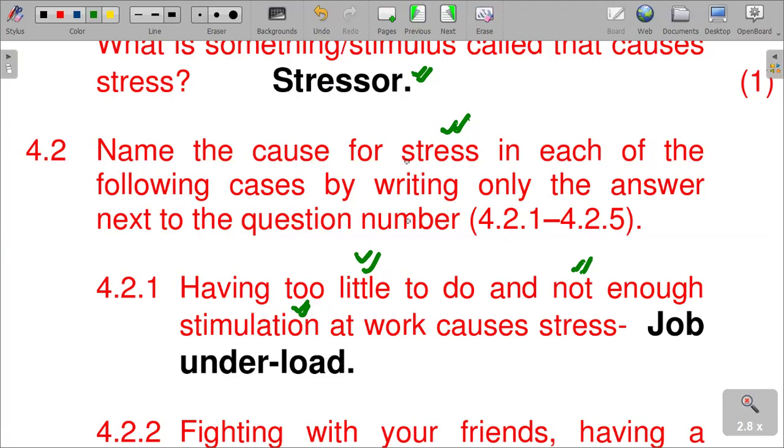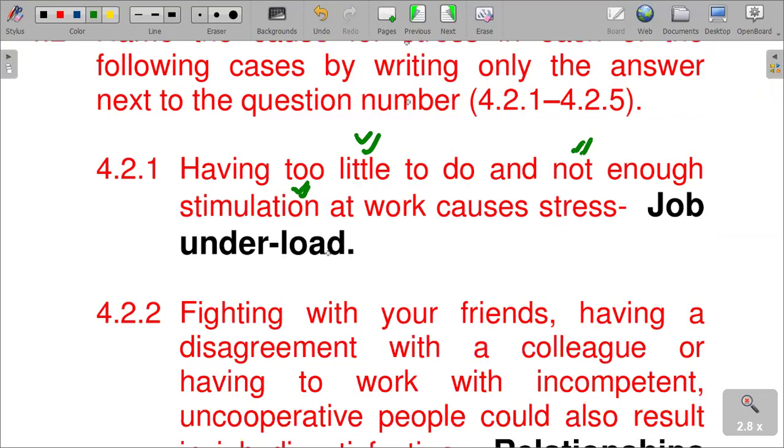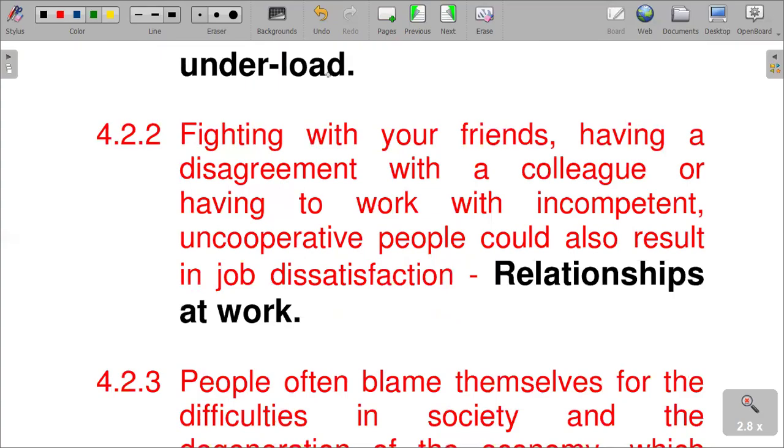When a person is not fully utilized, then a person can also have stress because of not being resourceful. So he ends up being redundant or obsolete. Then we are saying it is caused by job underload.